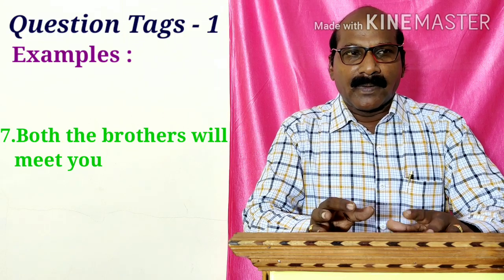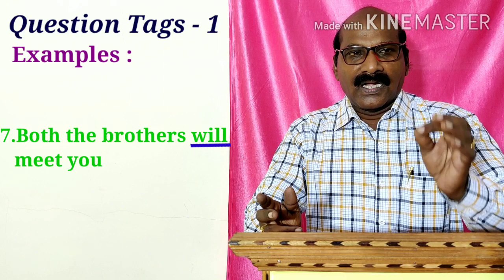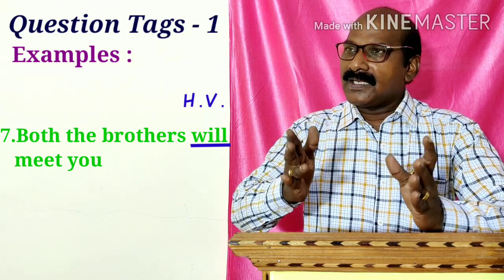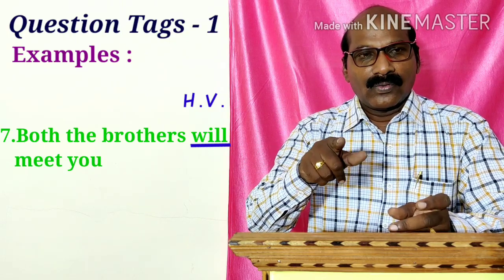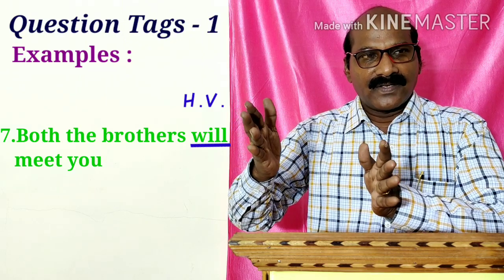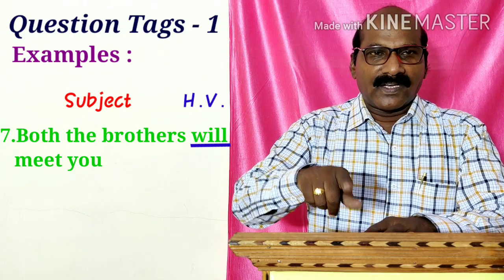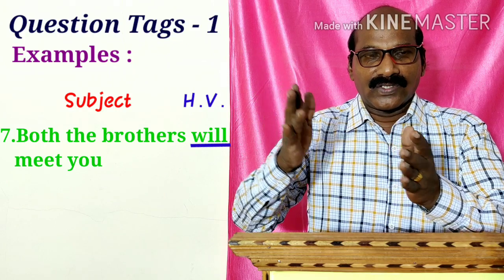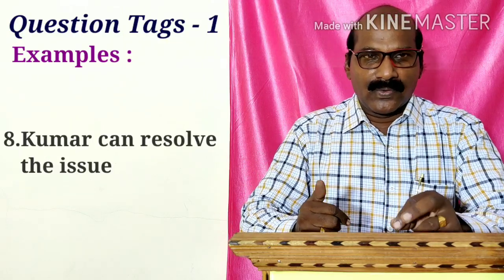Next, both the brothers will meet you. This is the positive statement. This positive statement must have a negative tag. And what is the helping verb in the given statement? Will. We have to begin the tag with will, and the statement is positive, so we have to use the negative tag will not. And both the brothers, that is the subject. In place of both the brothers, the right pronoun is they. Will not they. So the short form we have to use: won't they?